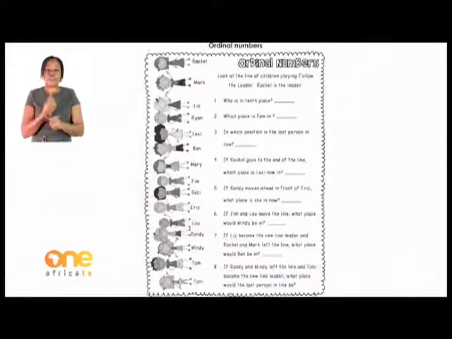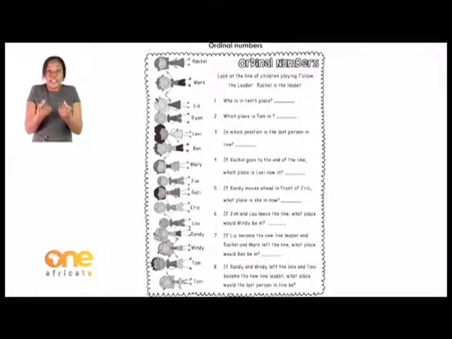The next page is for the grade 3s. Grade 3s, let's try the ordinal numbers. What are ordinal numbers? Ordinal numbers are numbers that give us the position of something, a position of an object or a position of a person or anything where they are.